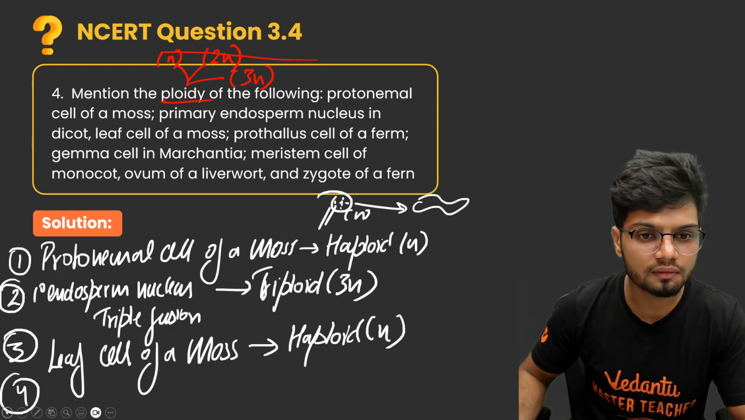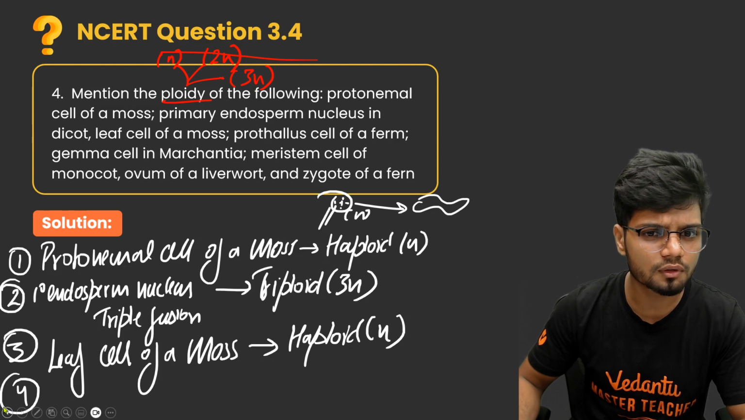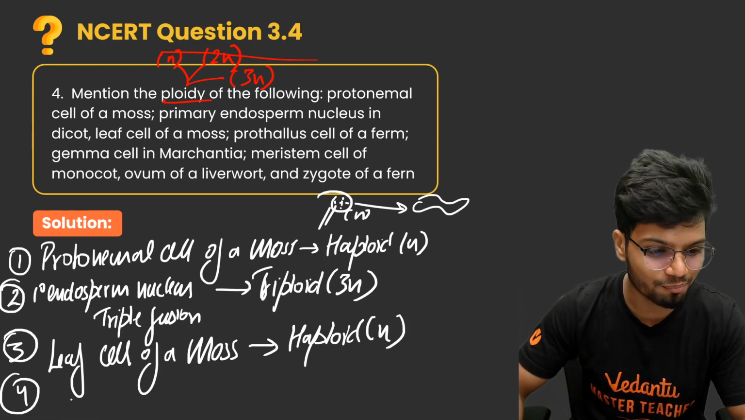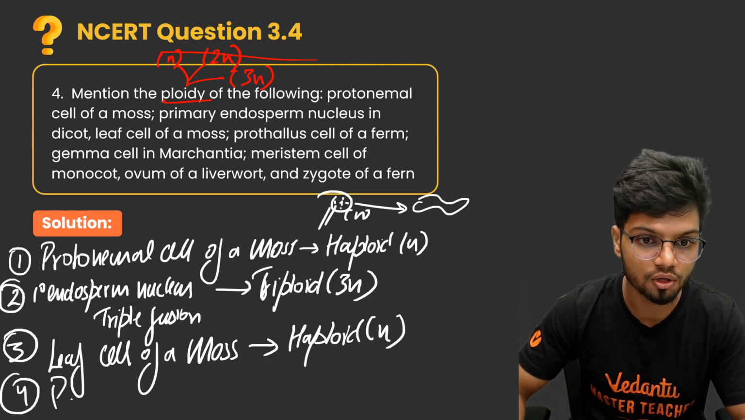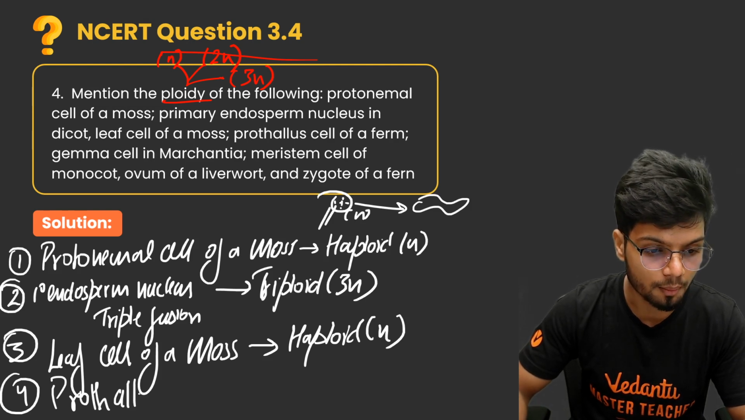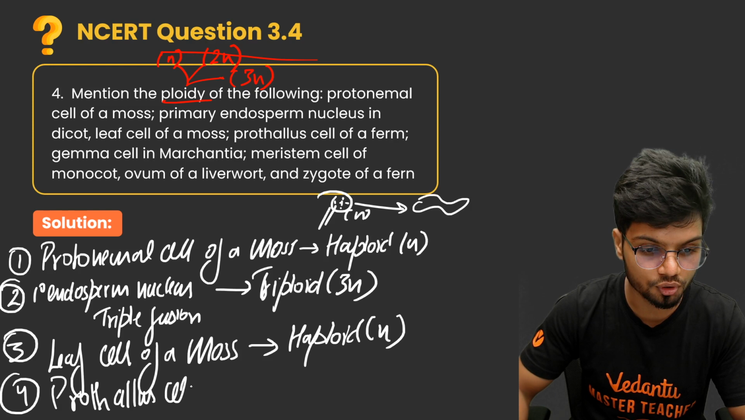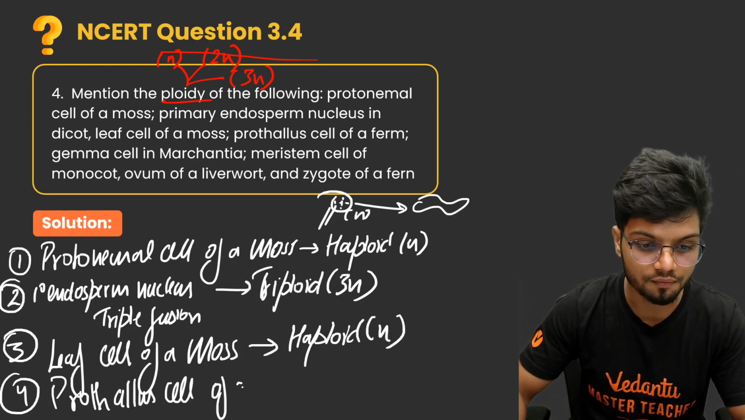In the fourth one, we have the leaf cell of the moss or the prothallus of a fern. Now we're coming to ferns. All these structures are part of the life cycle. So you need to understand the life cycles of ferns, mosses, as well as gymnosperms.